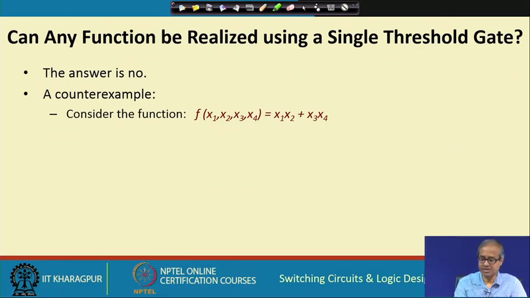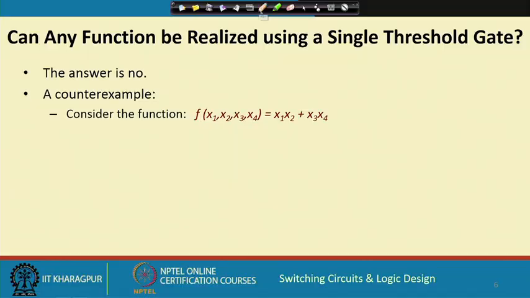Now, the next question we ask is, can we implement any arbitrary function using a single threshold gate? Earlier we had seen that we implemented a slightly complex function, say x1 bar x3 plus x2, that kind of a function, using a single gate. Now, the question is, given any arbitrary function, can we implement it using a single threshold gate? Let us try to answer this question. Of course, the answer is no, all functions cannot be implemented.